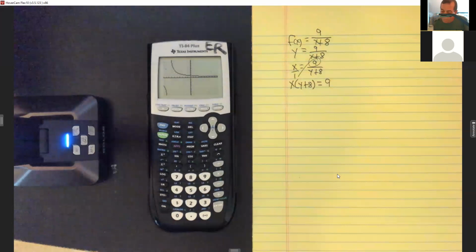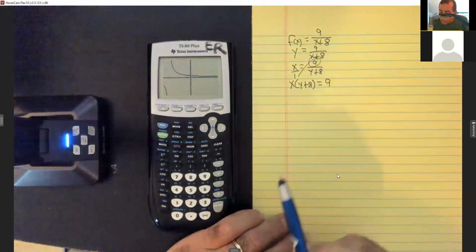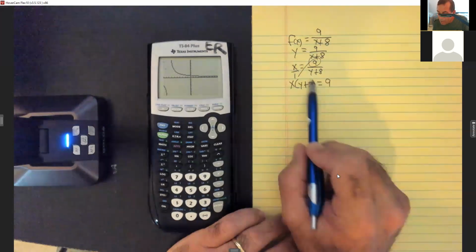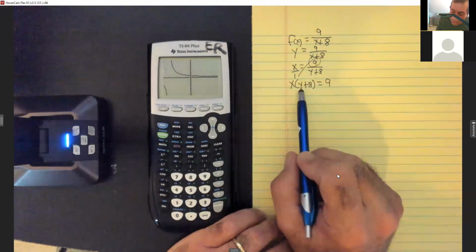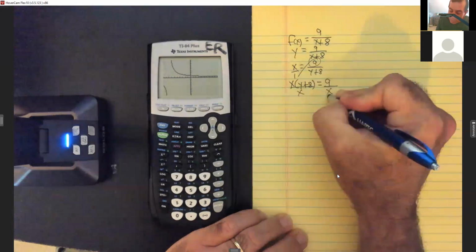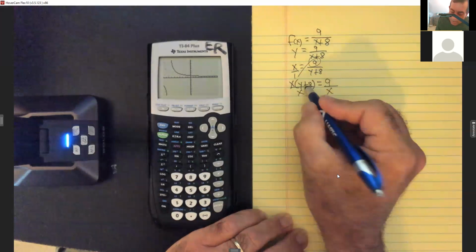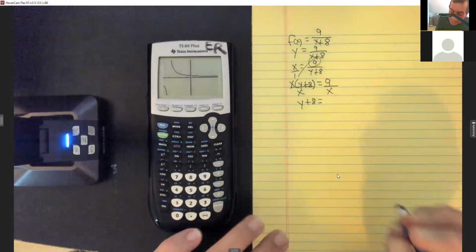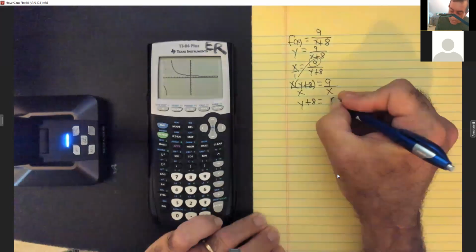Now remember, you could distribute that x if you want to, but since I'm solving this for the y, I'm going to come in and divide both sides by x, because that'll bring me a y plus 8, and I don't even need parentheses because there's no more x, and then this side will be 9 divided by x.